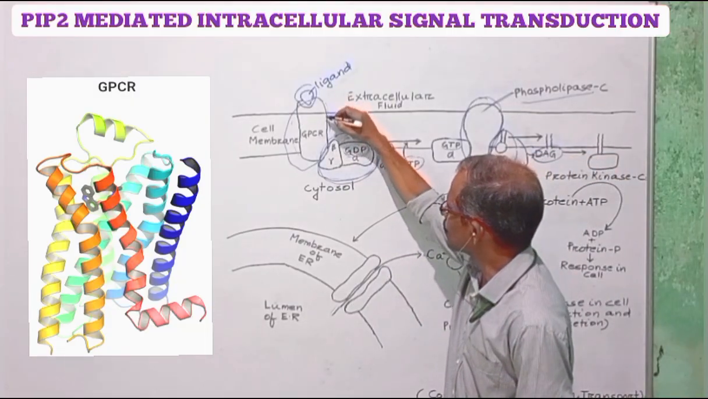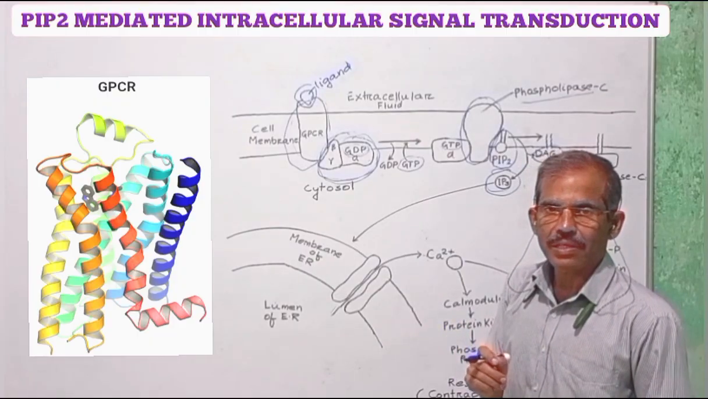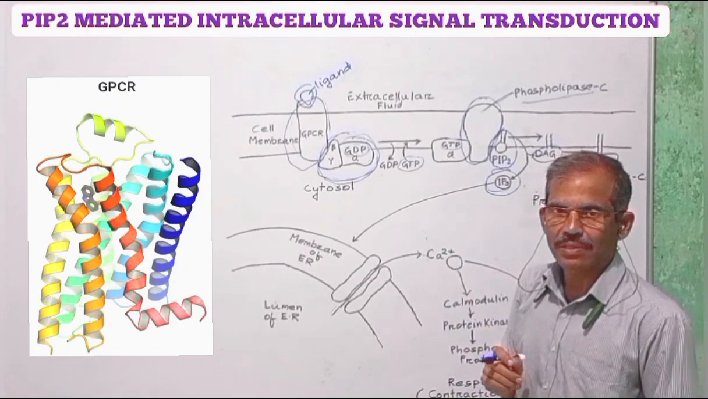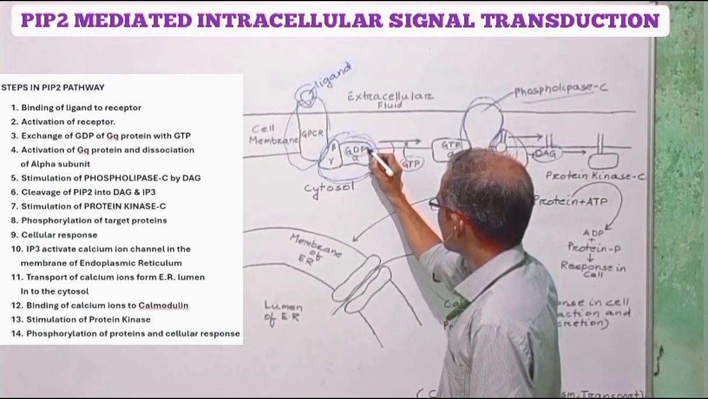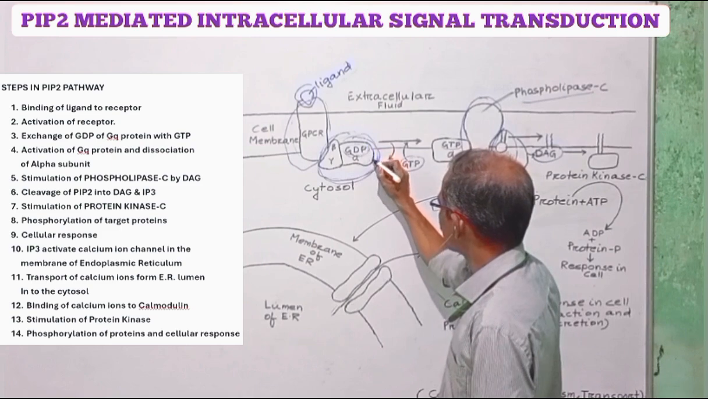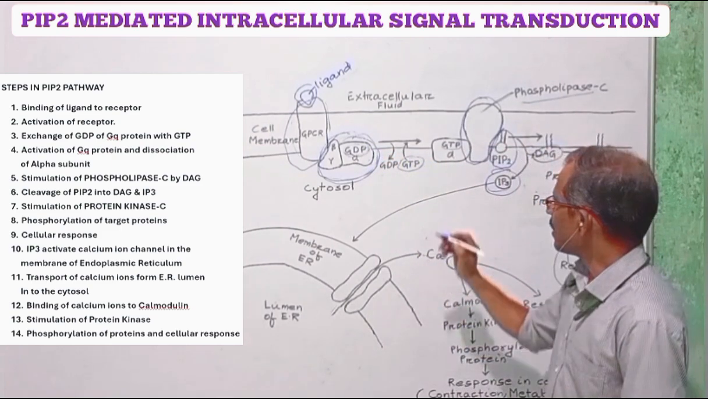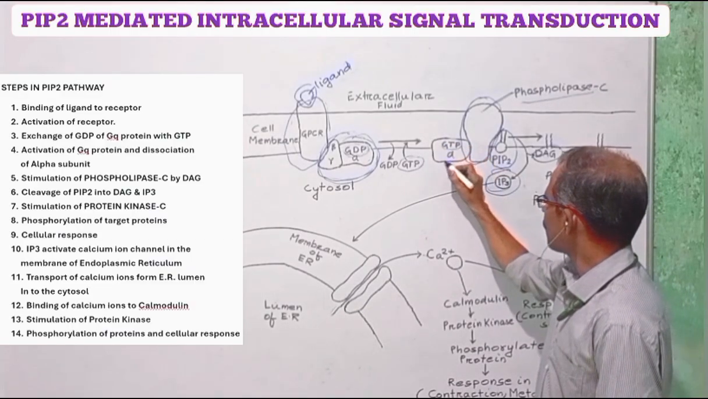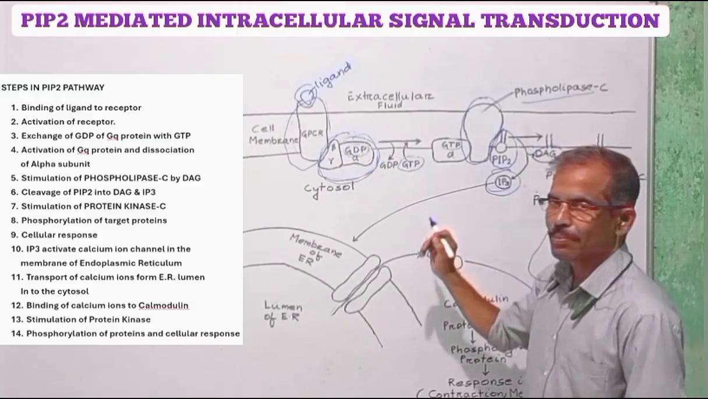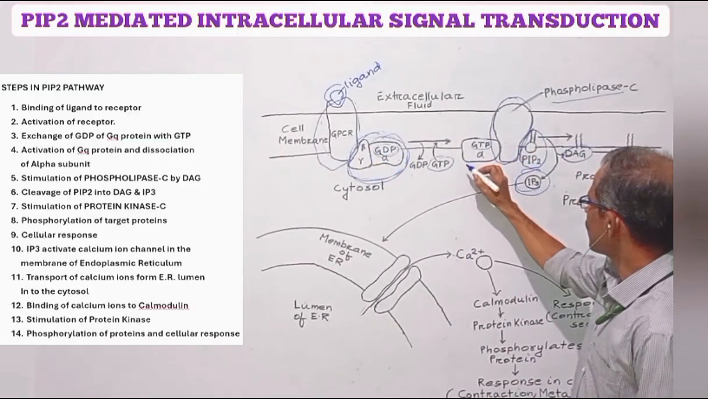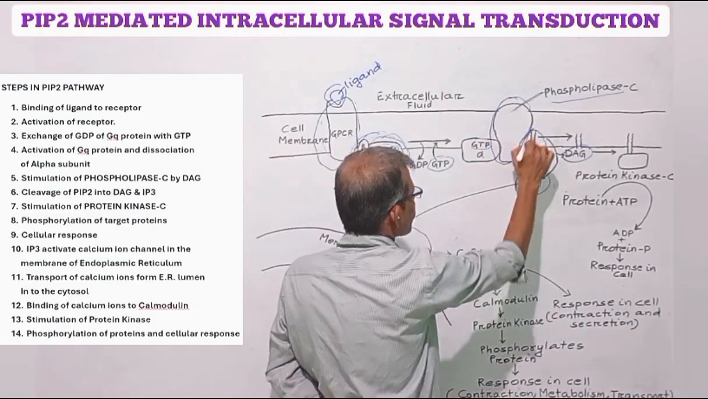This binding induces conformational changes in the receptor, which then acts as a nucleotide exchanging factor. The activated GPCR exchanges the GDP, which remains bound to the alpha subunit, with GTP. Binding of GTP activates the alpha subunit, which is then dissociated from the beta-gamma dimer. The activated alpha subunit then stimulates a cell membrane enzyme known as phospholipase C.